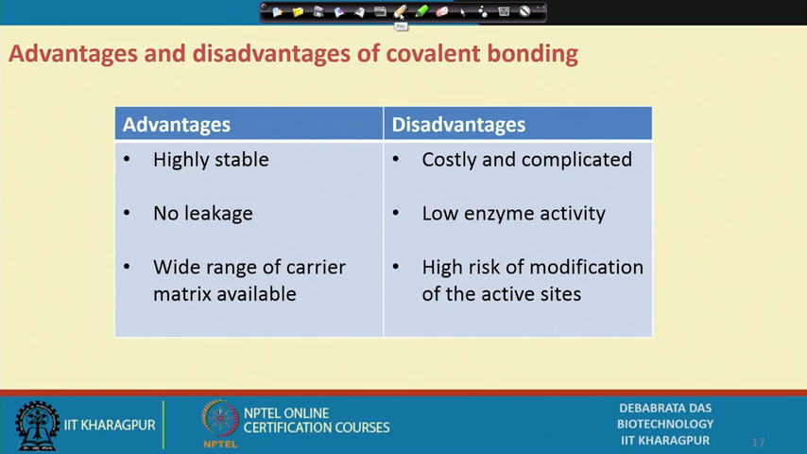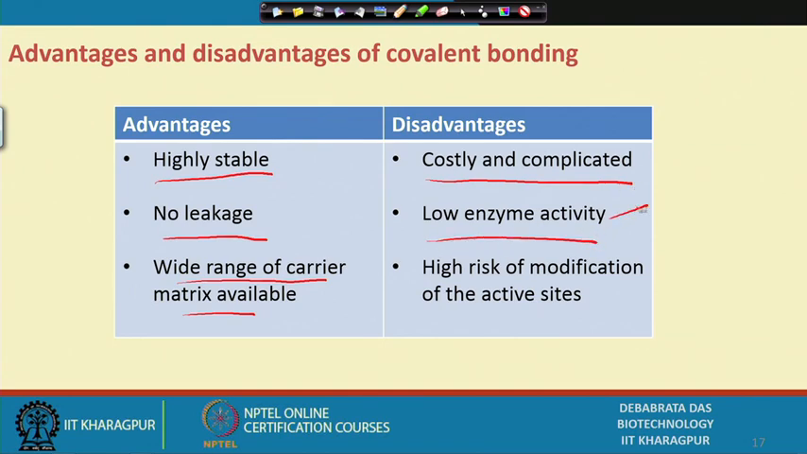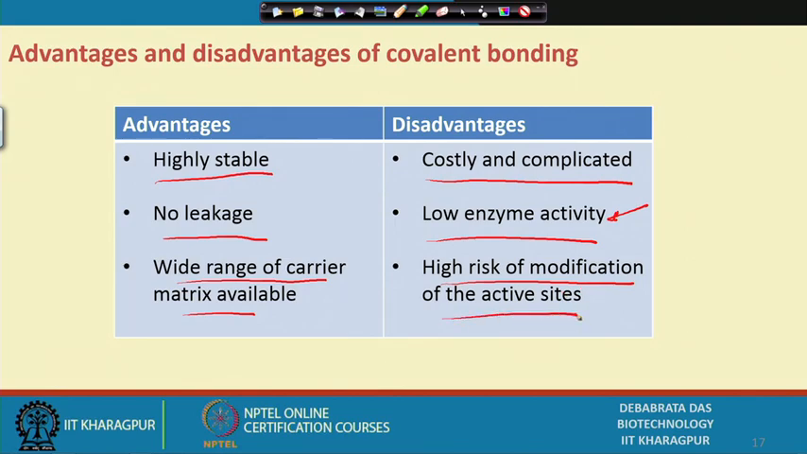So, what are the advantages and disadvantages? They are highly stable, with no leakage, and a wide range of carrier matrices are available. Now, these processes are very costly and complicated. Low enzyme activity. Why low enzyme activity? Because during the immobilization, loss of activity of the enzyme takes place, and there is a high risk of modification of the active site. Since you are adding a lot of chemicals, there is every possibility of modification of the active sites.